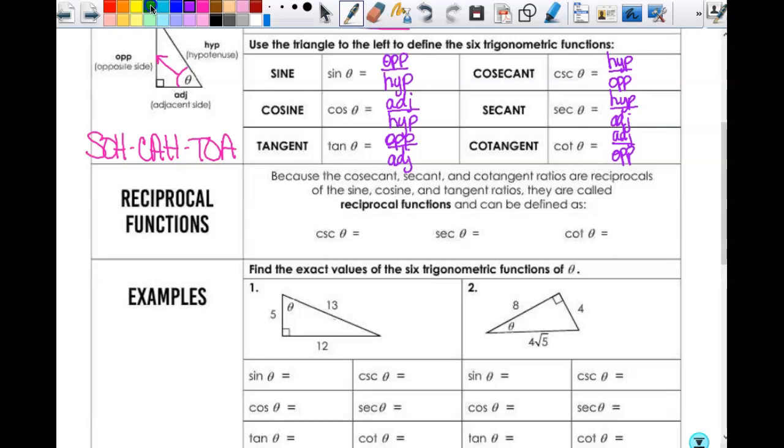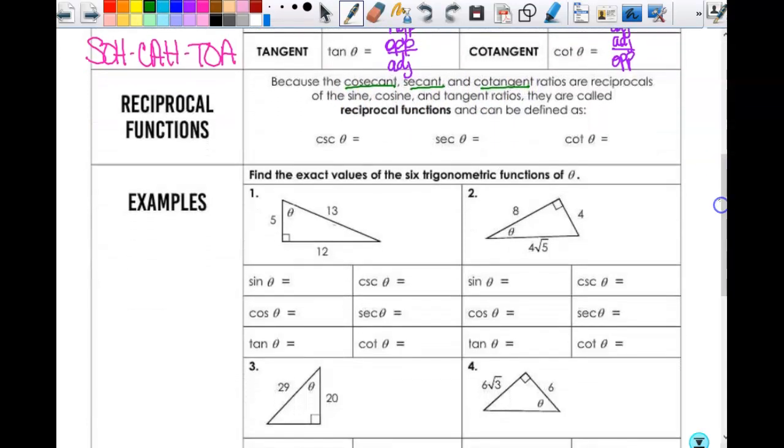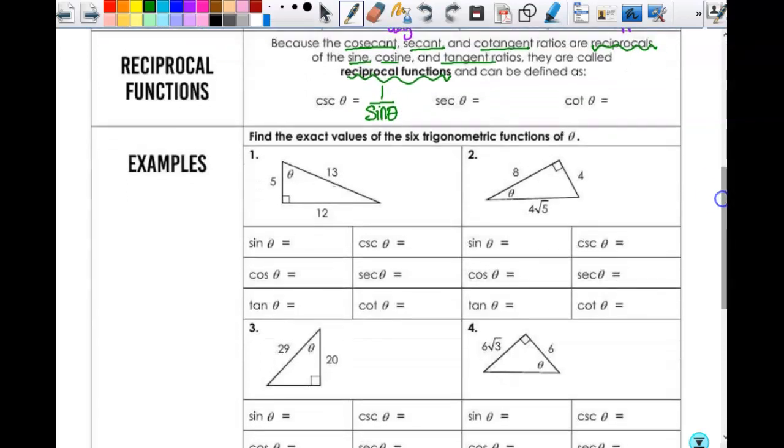All right, so then it says, because the cosecant, secant, and cotangent ratios are reciprocals of the sine, cosine, and tangent ratios, they are called reciprocal functions. So cosecant, what's cosecant the reciprocal of? Sine. So this would be 1 over sine theta. Secant is the reciprocal of what? Cosine. So it's 1 over cosine theta. And then cotangent is 1 over what? Tangent theta.